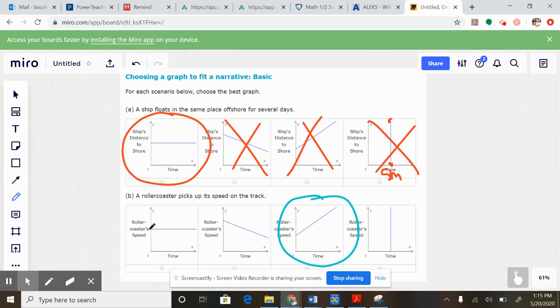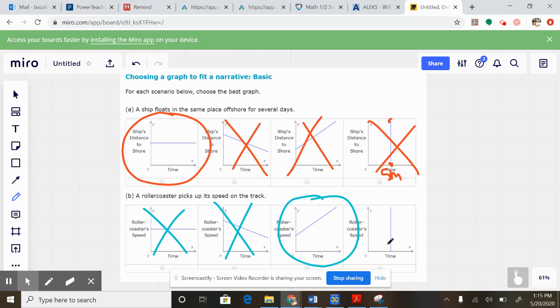This option right here would be the speed remains the same over the time. It'd be like if you were in a car, you'd have cruise control on. Your speed is just going to remain the same over time. That is not what we're looking for here. This would be like the end of the ride. The roller coaster slows down because it is decreasing in this segment.